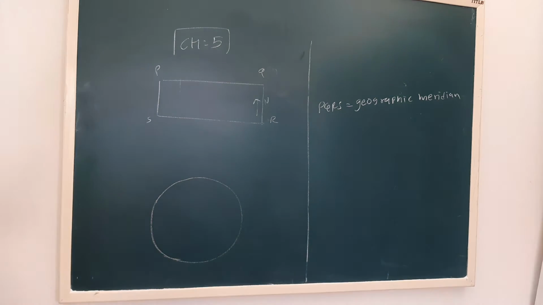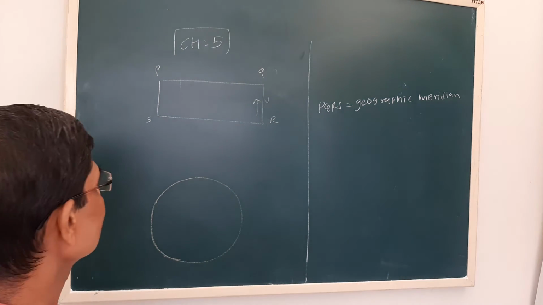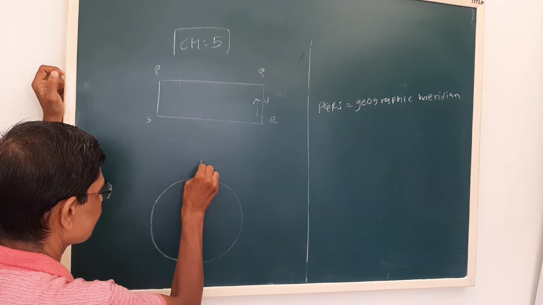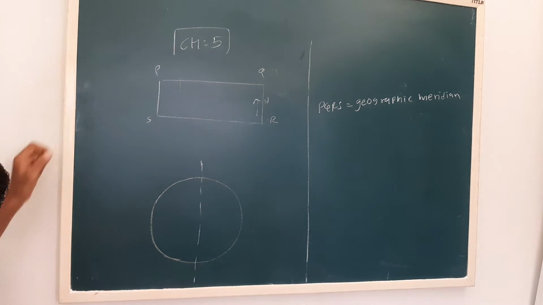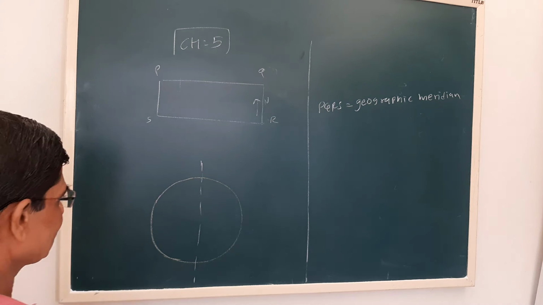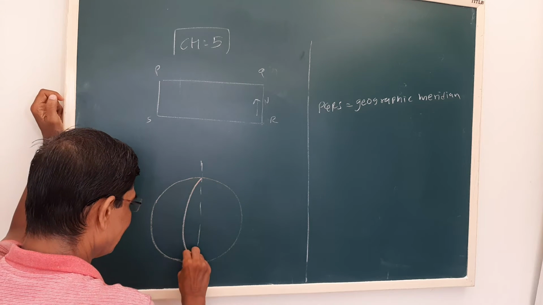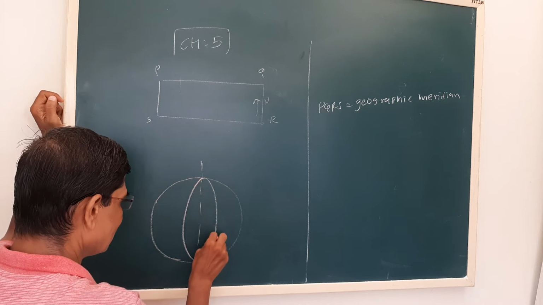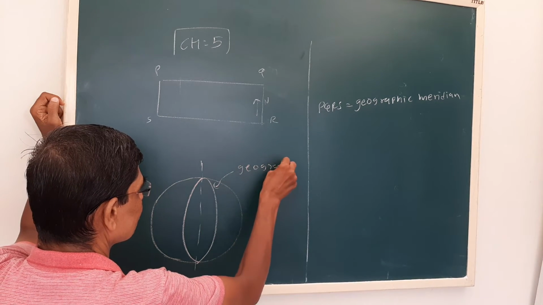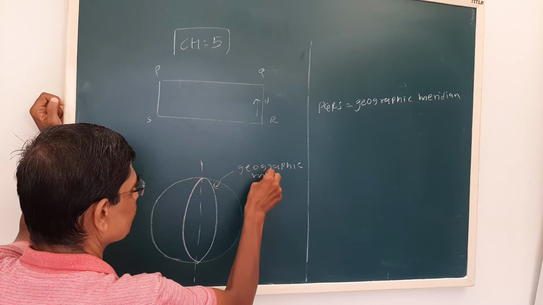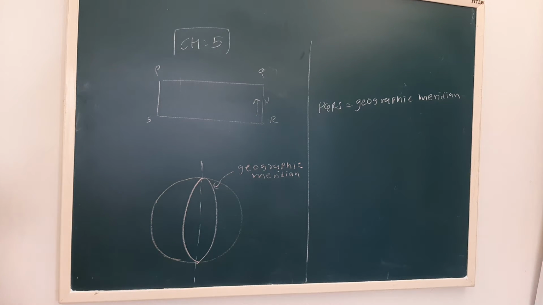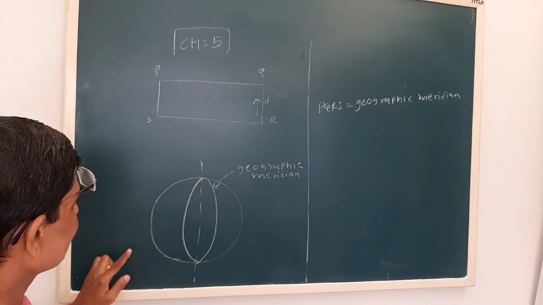Okay, see, the meridian represents some plane. Now same way here also, Earth. This is our geographic north-south. We represent it in terms of a circle. Now this imaginary circle passing through the axis is called the geographic meridian. But we know Earth is tilted.